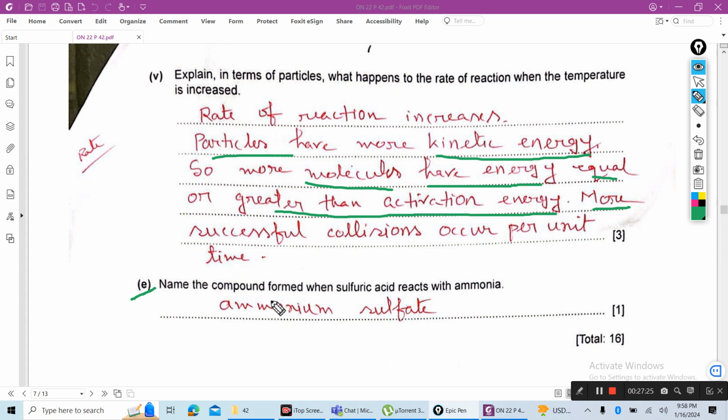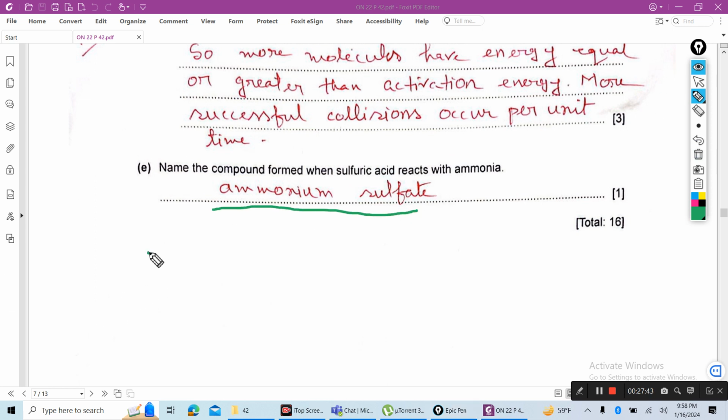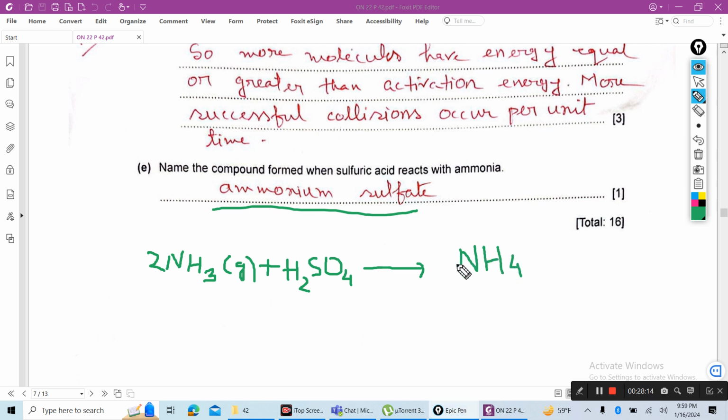E. Name the compound formed when sulfuric acid reacts with ammonia. Sulfuric acid reacts with ammonia to form ammonium sulfate. Ammonia reacts with sulfuric acid to produce ammonium sulfate. This is ammonia, this is sulfuric acid, this is ammonium sulfate.